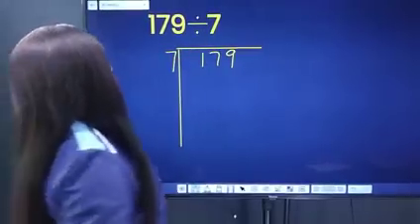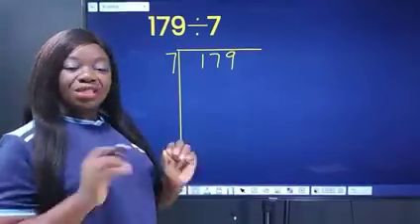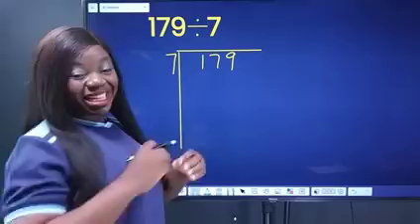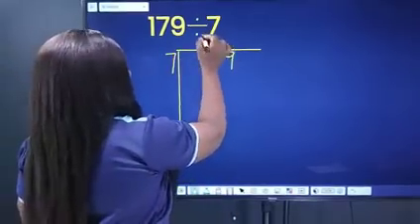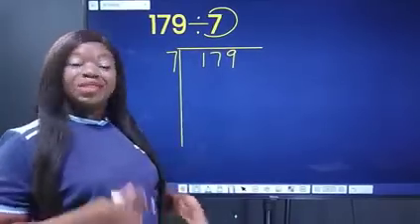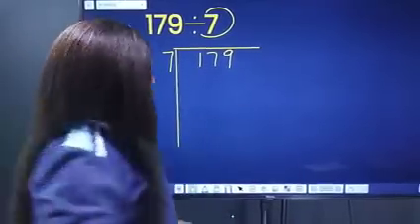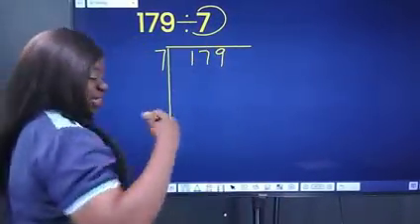Okay, now let's continue. Now 179 divided by 7. We want to divide 179 by 7. The easiest way is for you to use a multiple of 7. We want to skip count in 7. Now, on my right hand side, I'm going to show you how to skip count using the divisor.